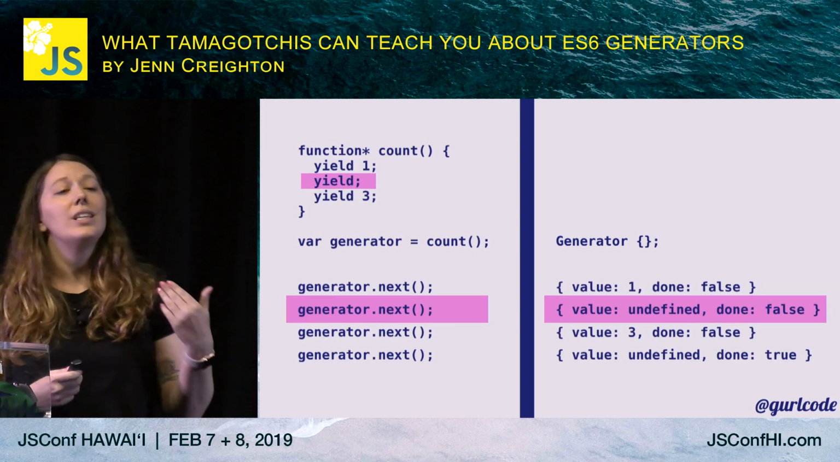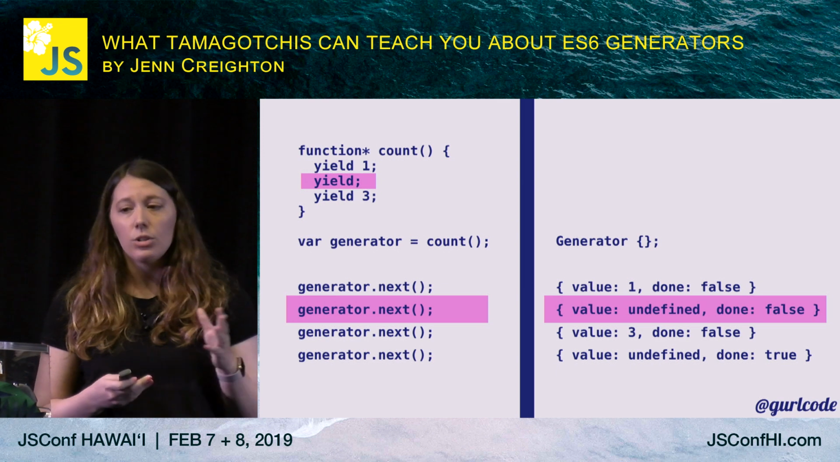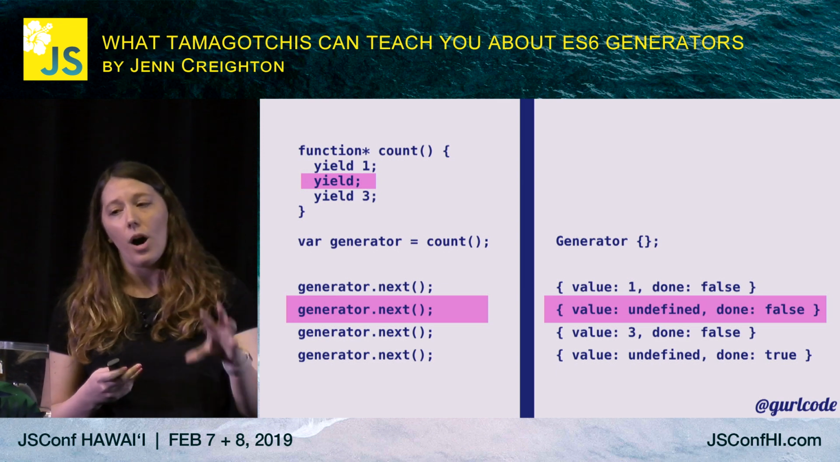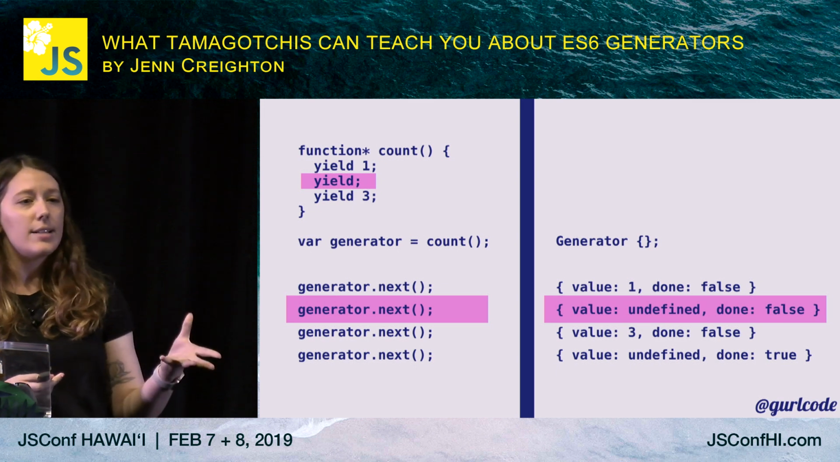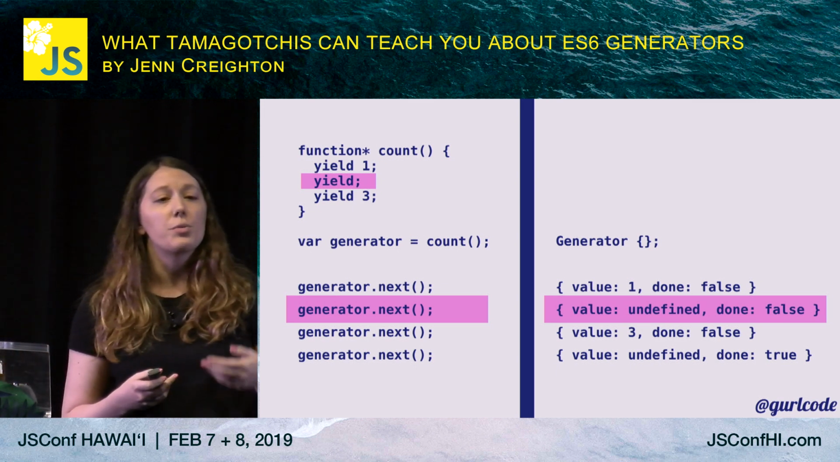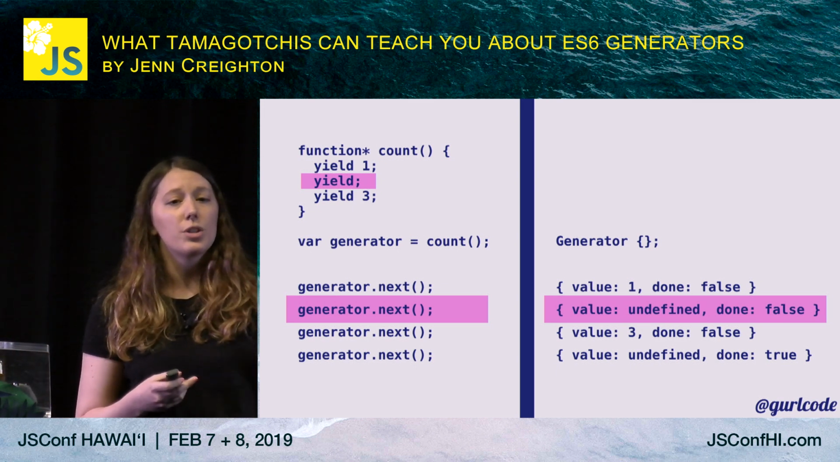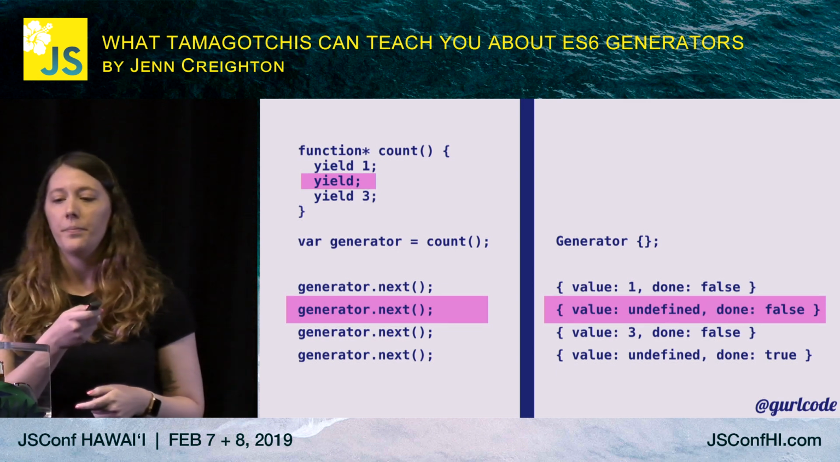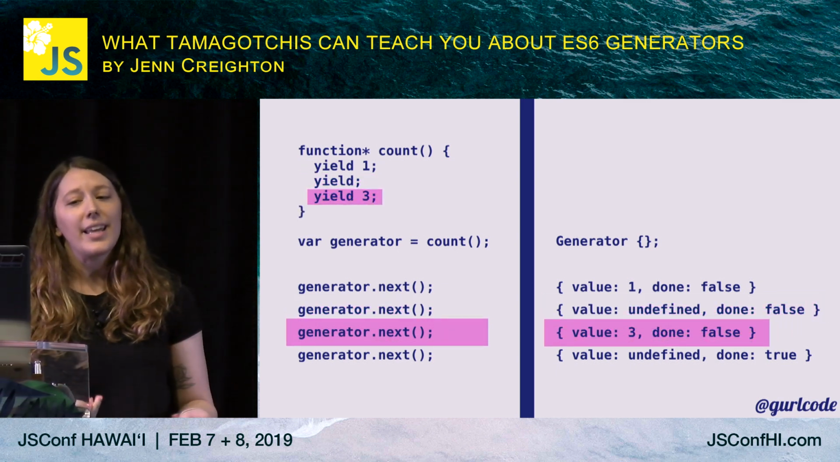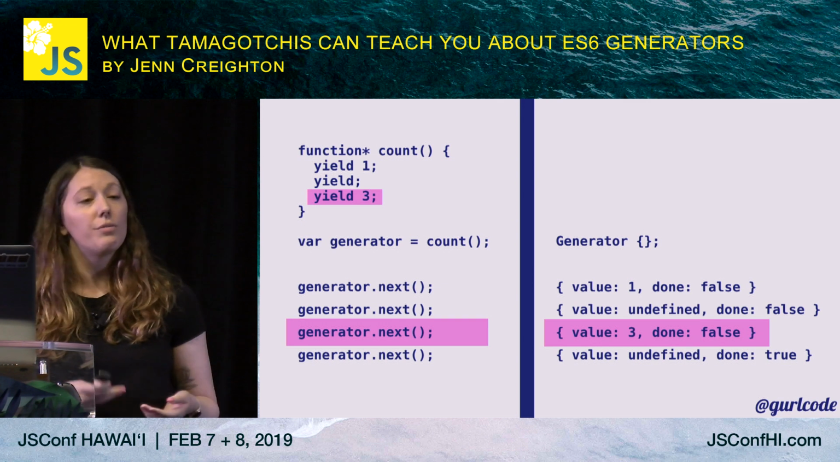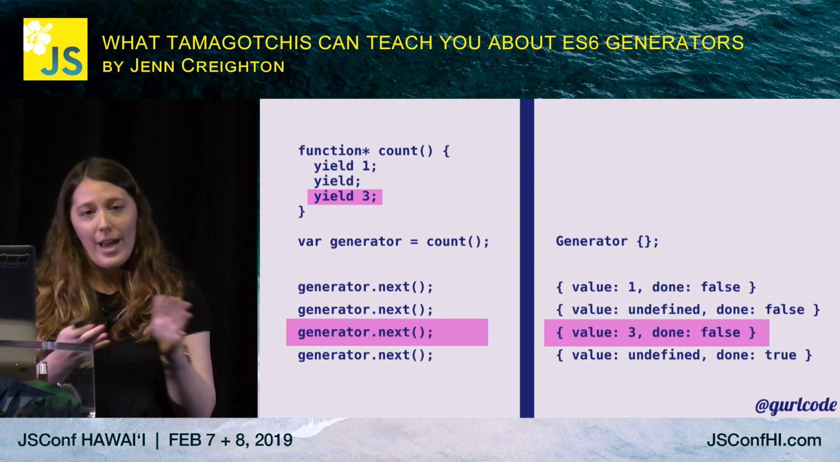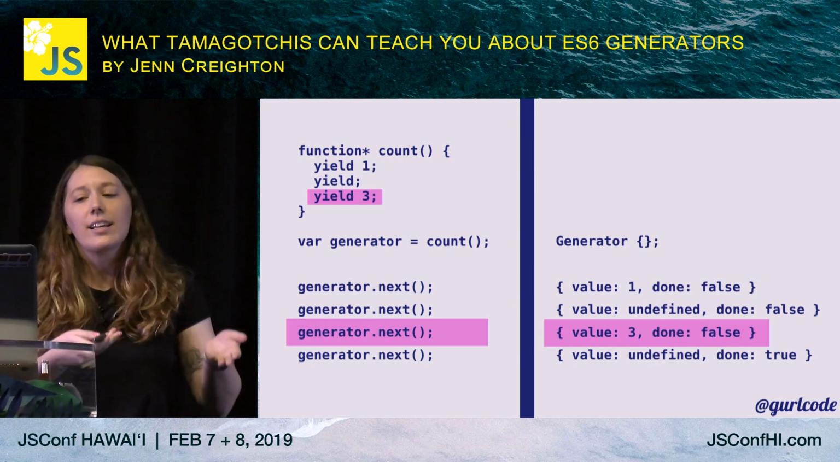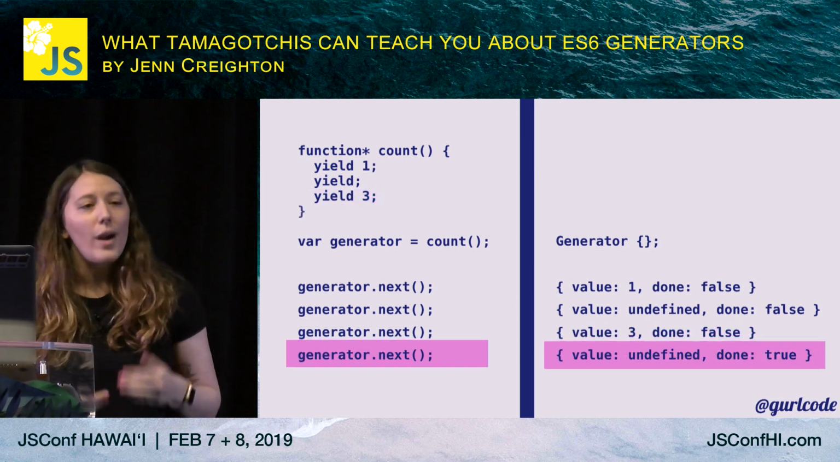Now, you don't need to yield values. Yield is just a keyword that means pause. So you don't need to return a value with it. So in that case, yielding no value is going to return undefined. And as you can see, we're still not done, done, false. So now we're calling next again. We're yielding 3, so the value is 3, and done is false. But done is still false, right? Like we haven't actually finished yet. It's on the next call that now we're actually truly done.